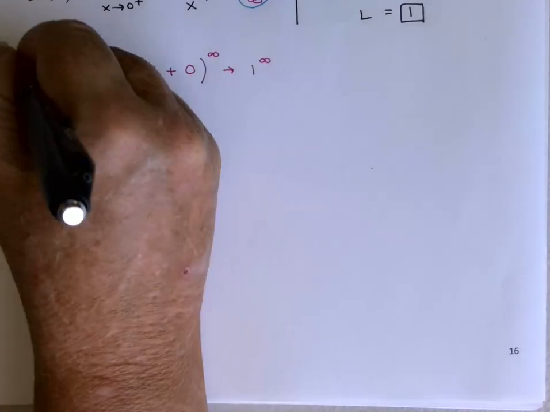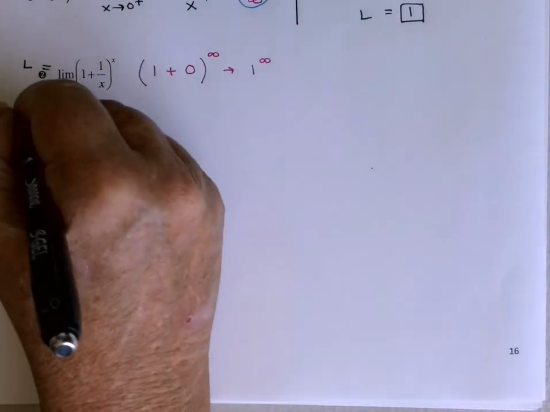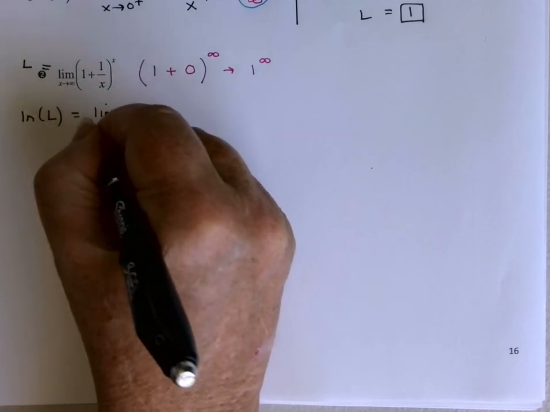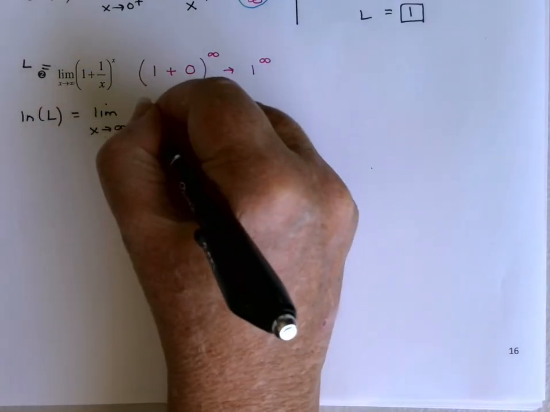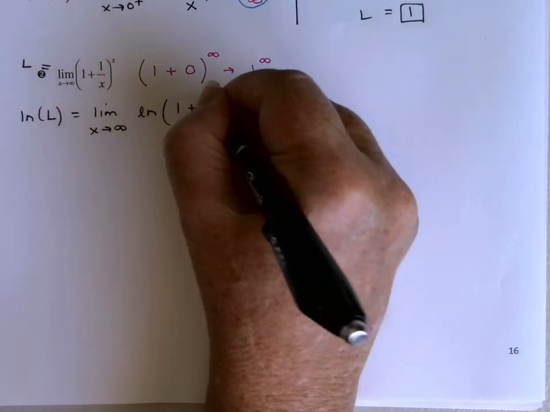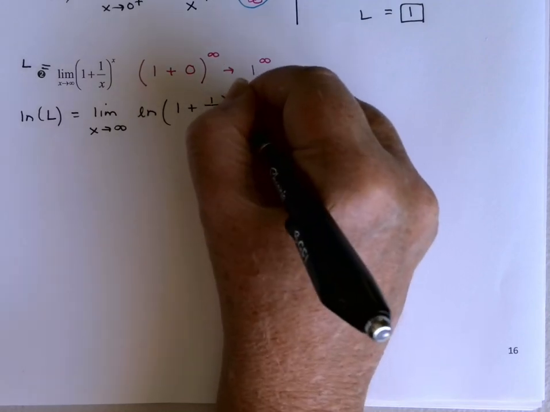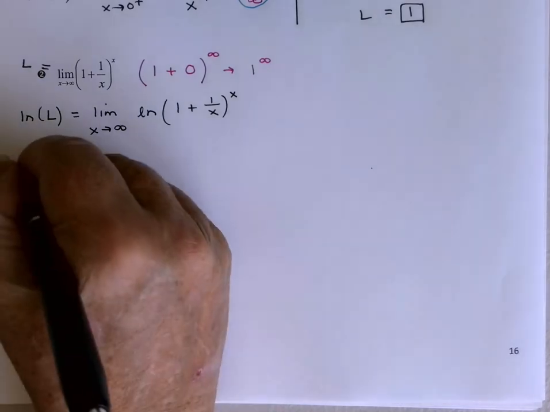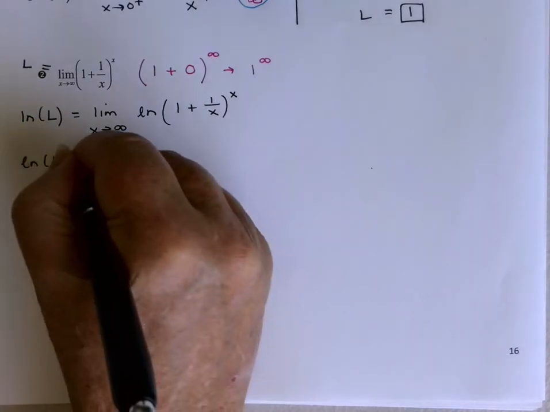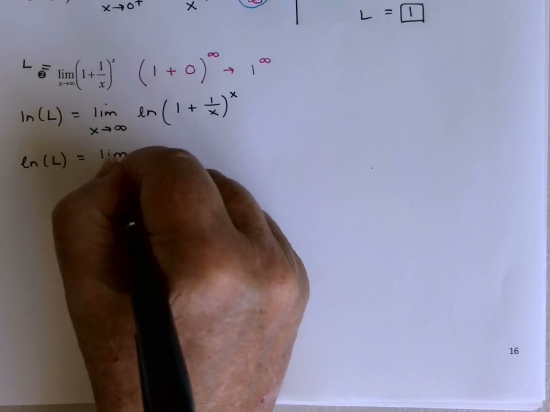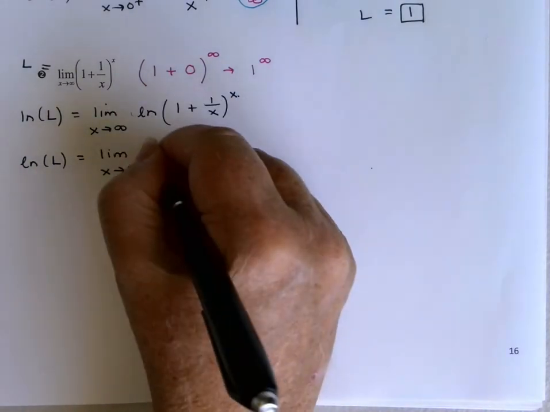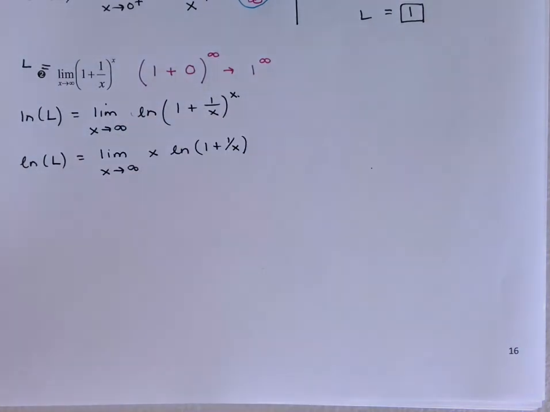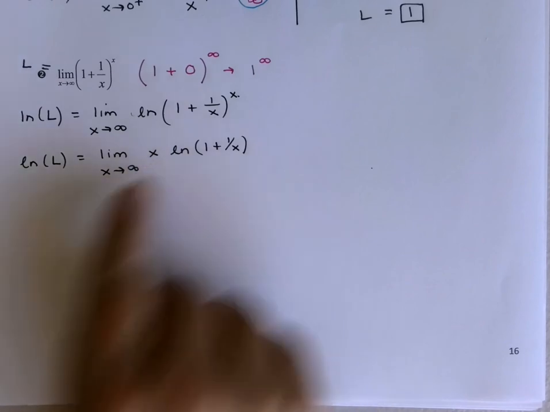So if I say this is L, then the natural log of L is the limit as x goes to infinity of the natural log of 1 plus 1 over x to the x power. Same deal as before. I'm going to use that power property of logs to bring this x down. Like so. And then let's look at what's happening here.